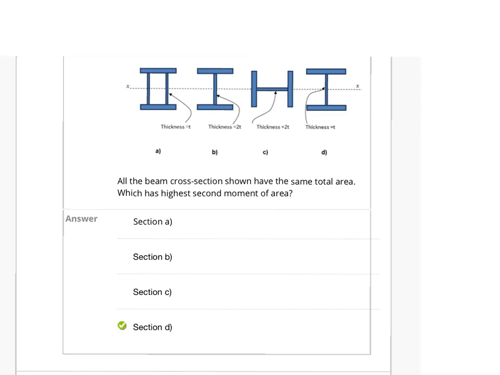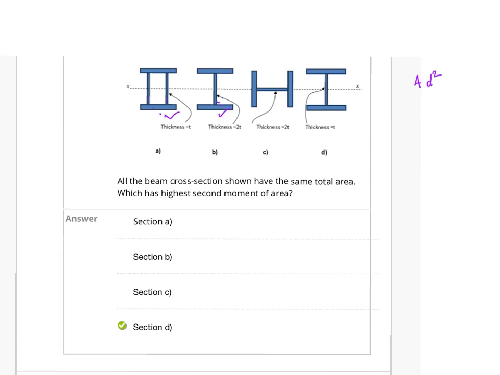So we know that second moment of area's formula is area times the distance squared, the distance being the distance from the axis. So let's compare two of them. Say the first cross section has got thickness T, thickness T, thickness 2T. So A and B are virtually the same.